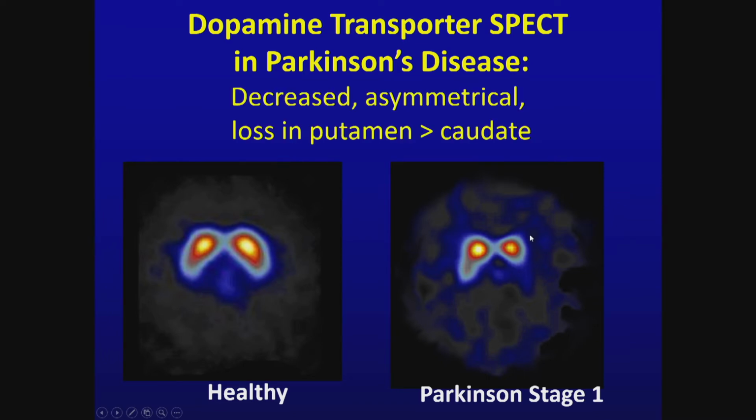So there are three distinguishing features of the dopamine transporter in Parkinson's disease. There's decreased uptake, with symptoms beginning at about 50% loss. It's asymmetrical, which always reflects the side of the body with the initial onset. And the loss in the putamen is greater than the loss in the caudate. So this can be very helpful in therapeutic trials because this is the really bad disease.